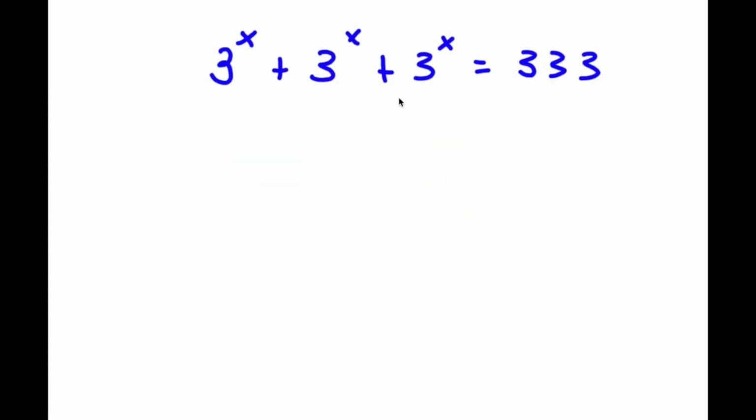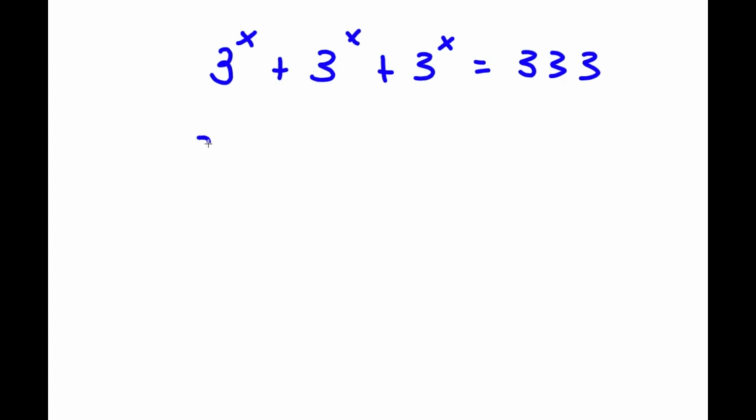Alright guys, in this problem, I have 3 to the power of x plus 3 to the power of x plus 3 to the power of x is equal to 333. So to solve this, what I'm first going to do is factor out 3 to the power of x from my left-hand side.